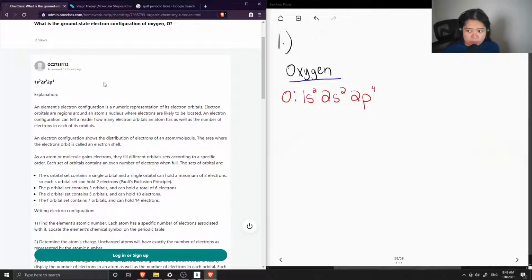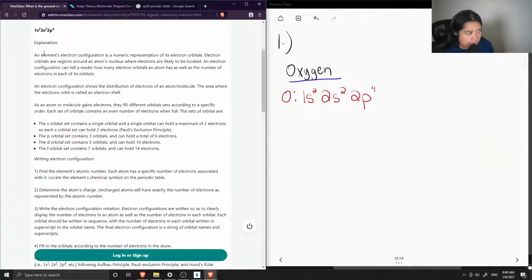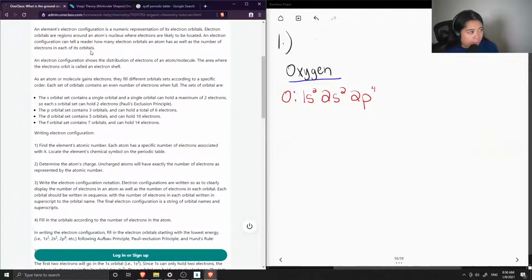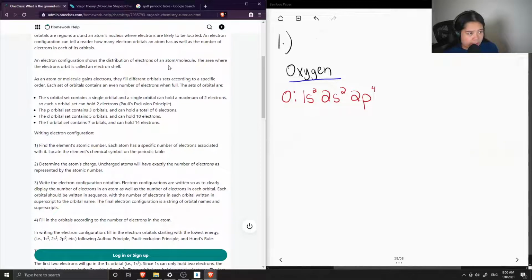1s2, 2s2, 2p4. Explanation: an element's electron configuration is a numeric representation of its electron orbitals. Electron orbitals are regions around an atom's nucleus where electrons are likely to be located. An electron configuration can tell a reader how many electron orbitals an atom has, as well as the number of electrons in each of its orbitals. So it shows the distribution of electrons of an atom in a molecule. The area where the electrons orbit is called an electron shell.